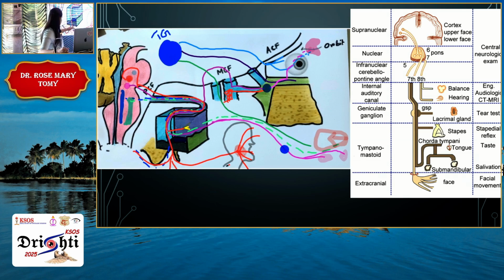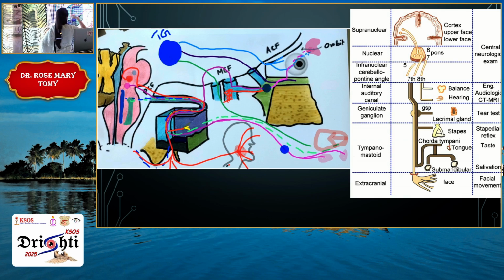When the lesion appears above this, at the tympanomastoid level, what happens? The nerve to the stapes is going to be affected. You are going to get hyperacusis. Your salivation is going to be decreased because the salivatory fibers are affected, and the facial muscles are affected. Taste is also affected. When you have a lesion at the level of the geniculate ganglion here, what happens?